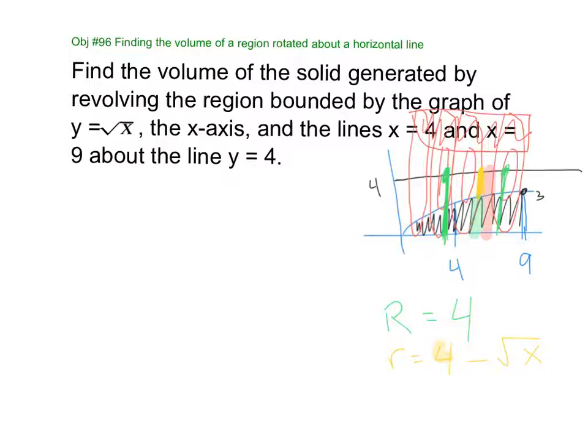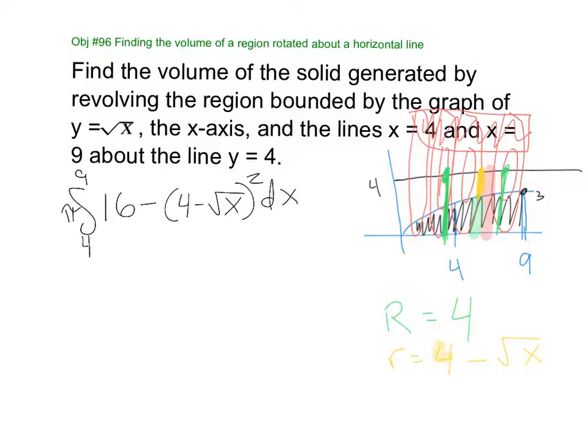And once you have this setup, it's really not a hard problem. Everything else is exactly what we've been doing in the past. So we've got pi integral from 4 to 9 of big R squared minus little r squared. So 16 minus (4 minus the square root of x) squared dx.